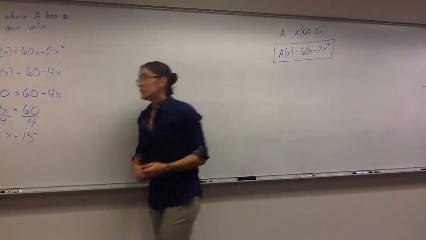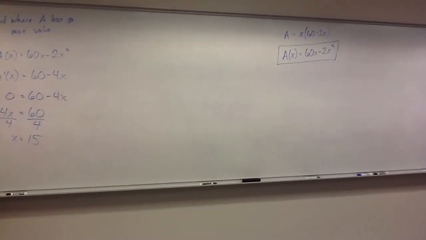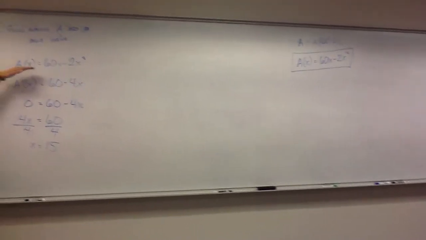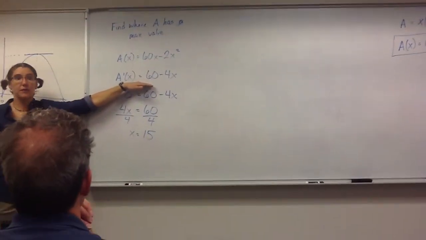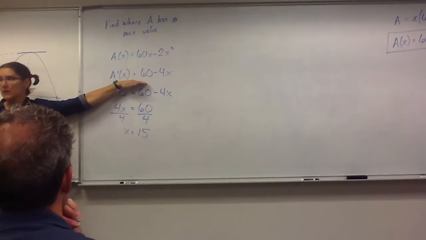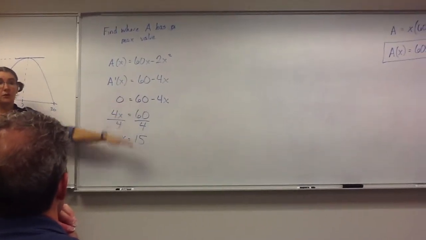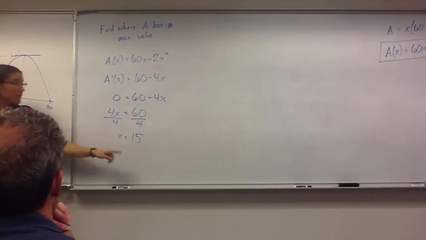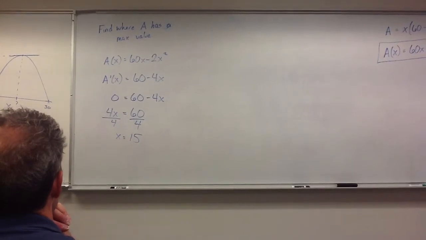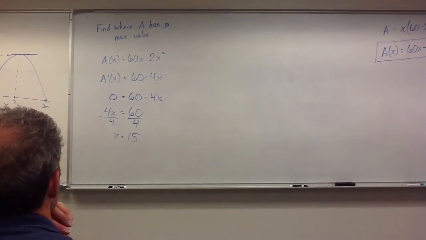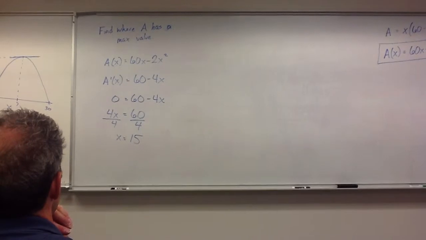Now from that, we said, okay, where is area largest? Area is going to be largest at the place where the derivative of area is equal to 0. So we take the derivative, set it equal to 0, and solve for x. Okay? So this x value is a place where A prime is equal to 0.